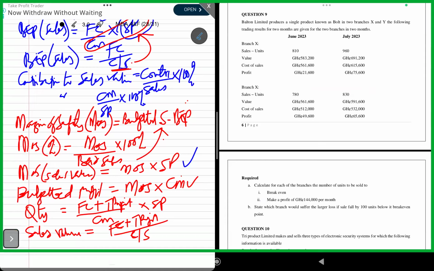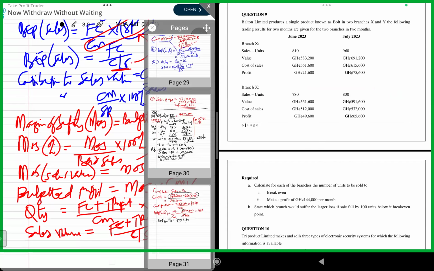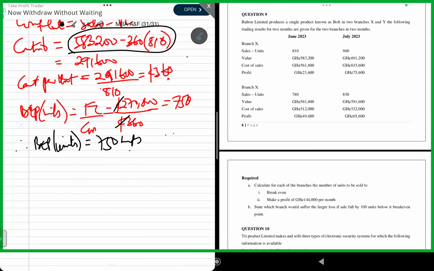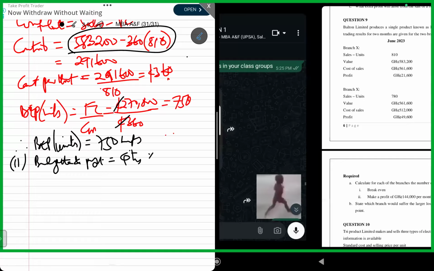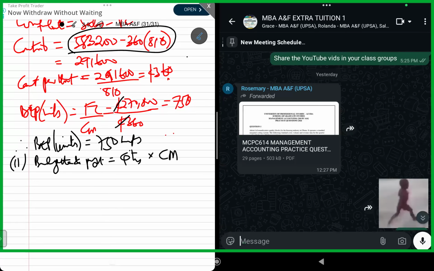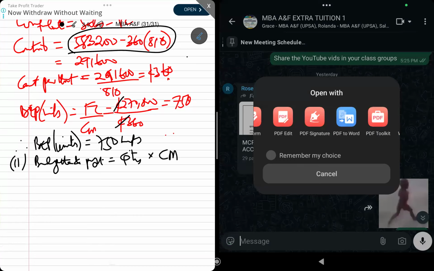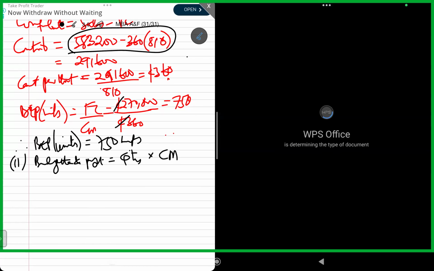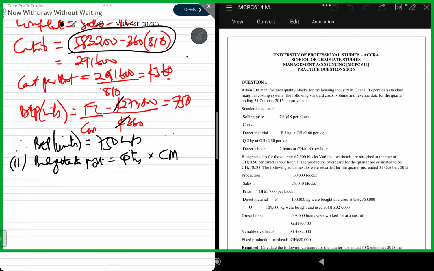You have to solve similar questions which have the same approach. So II, still on branch X. Let's use the margin of safety one. Budgeted profit equals, here don't use MOS. Don't use margin of safety. Just use quantity times contribution margin. MOS will not give you this value. So you can use budgeted profit, just like we did the extra profits. Do you remember? Yes. Just like we used the extra profit, you can use that method.